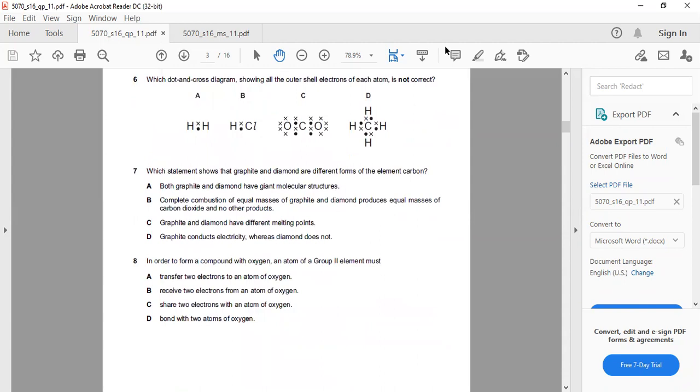Again, the statement is not correct. Not means circle it. So in dot and cross diagrams, all the electrons must be shown. So A is correct, but the examiner says not correct means wrong.